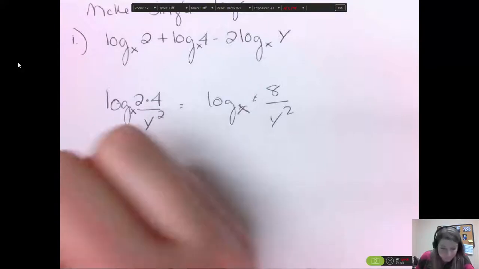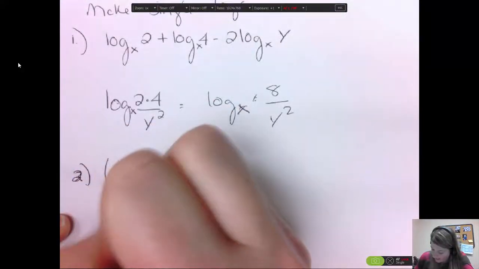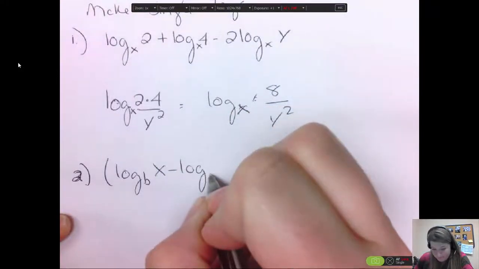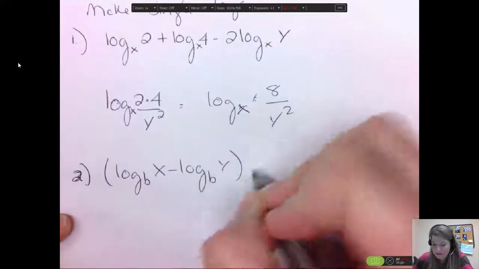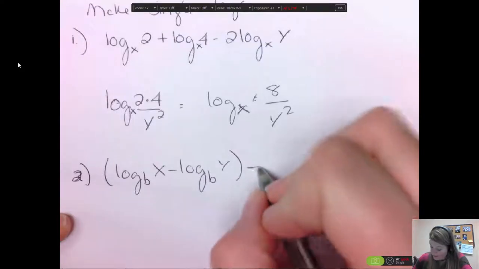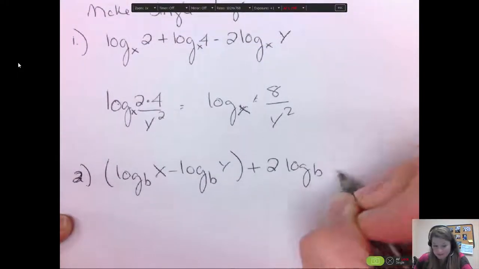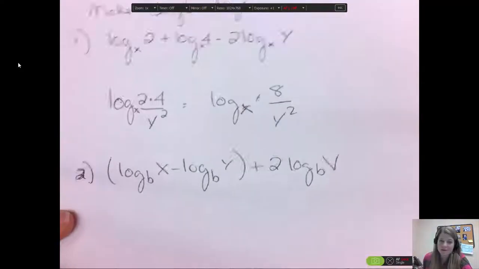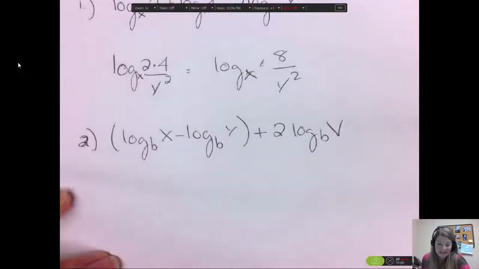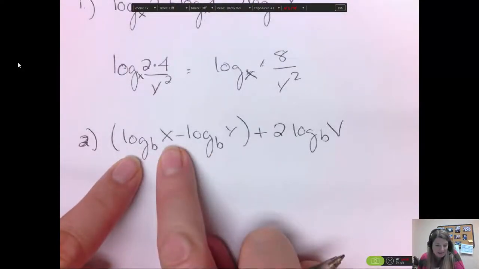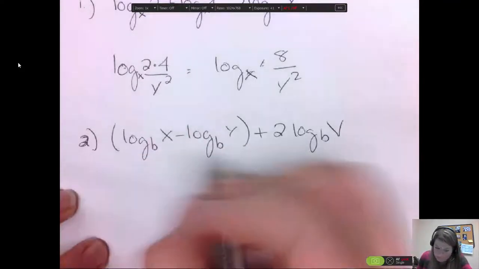Okay, so then what if I had 2 log base b of x minus log base b of y in parentheses plus 2 log base b of v. So something like this. Well, what are you saying? Well, you're saying do this first because it's in parentheses. Minus means division, x over y. So we know this one's going to be division.